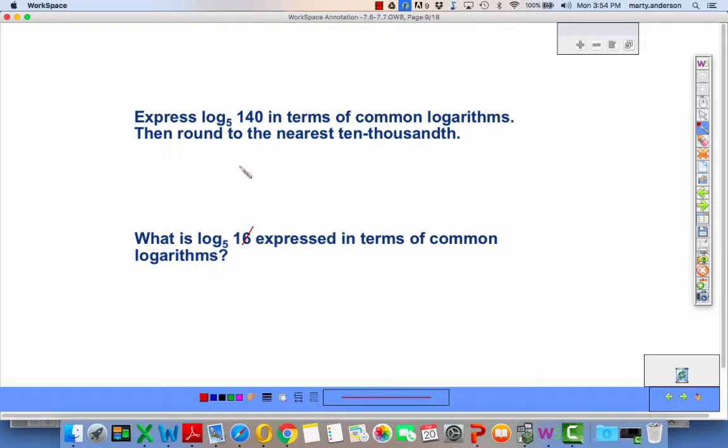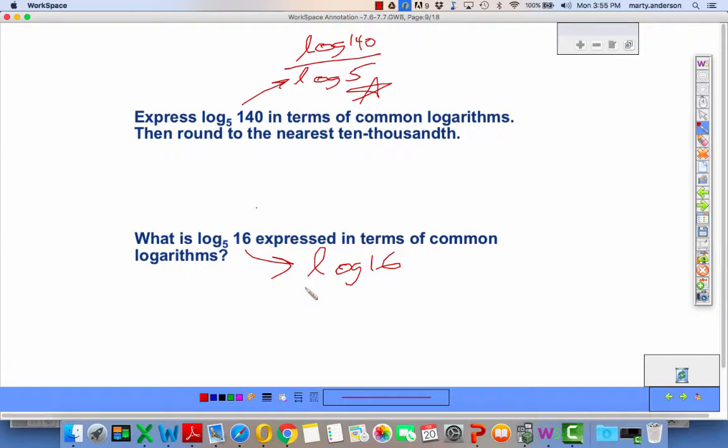So they're going to ask you to express in terms of the common logs. That's where you're going to use the log 140 over log 5. Plug log 140 over log 5 in your calculator. Boom, you're done. Down here, base goes to the bottom. 16 comes up. Log 16 over log 5. Boom, you're done. Type it into your calculator, and you're good.